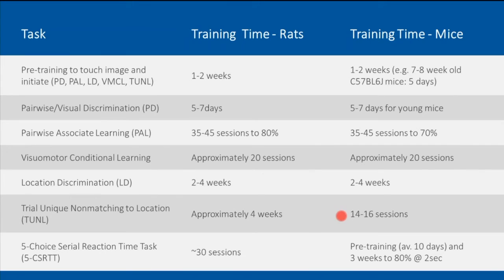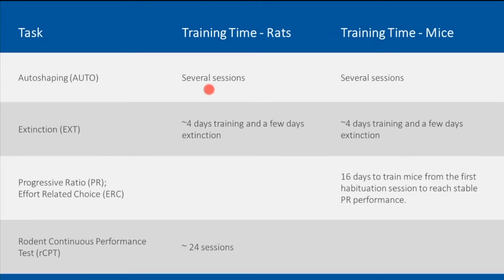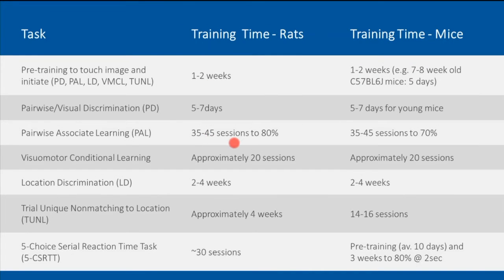This table shows typical times taken to train the rodents on each task. Times vary from a few sessions in the auto-shaping task, as shown on this slide, to 35 to 45 sessions for the PAL task. Many of the tasks have the same initial training paradigms to train the animals to touch an image and initiate a task by nose poking the reward tray at the back of the chamber.